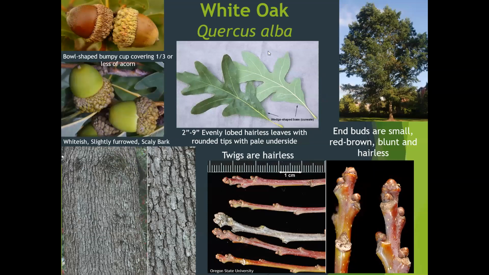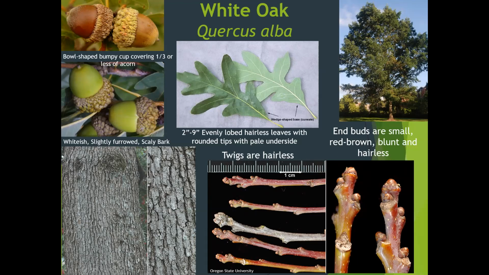White oak, Quercus alba. So the difference between a white oak and a red oak family is the white oak has these rounded tips instead of those bristle tips that have the points on the ends of them. White oak has 2 inch to 9 inch evenly lobed and hairless leaves with these rounded tips. They also have somewhat of a wedge-shaped base towards the end of them, so they're not as wide. They kind of come to a quick edge at the bottom of them.